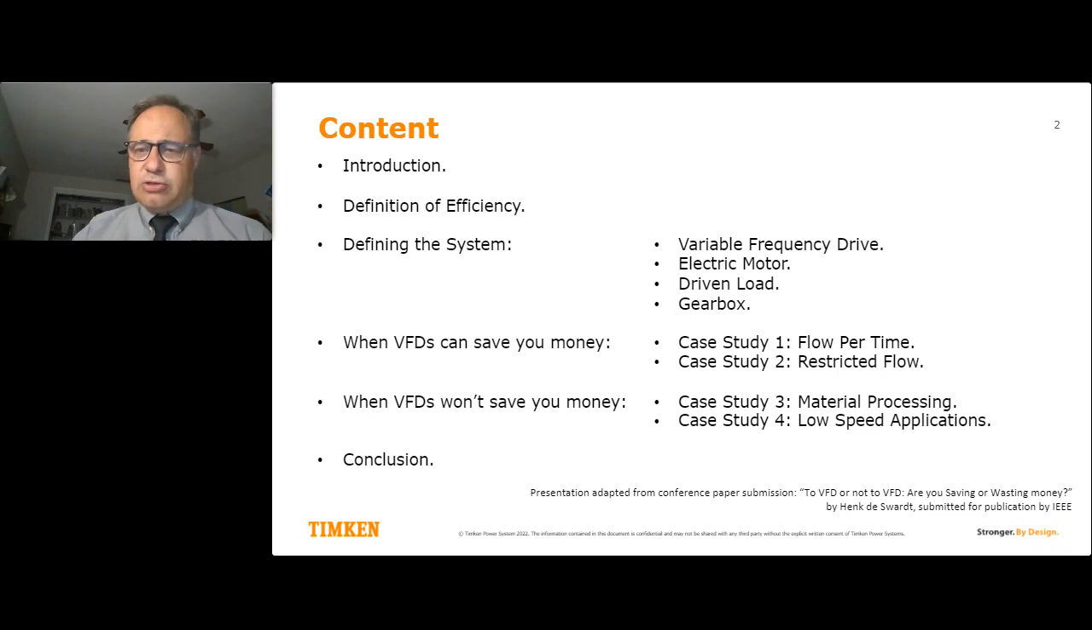So I'm going to do the introduction, talk about a bit of a definition of what efficiency is. Then we're going to be looking at the system to define the different aspects: the variable frequency drive, the electric motor, the driven load, gearbox. And then I'm going to do 4 case studies. The first 2 are where the VFD can save you money in specific cases. And then the last 2 where the VFD won't save you money. And then wrap up with a conclusion.